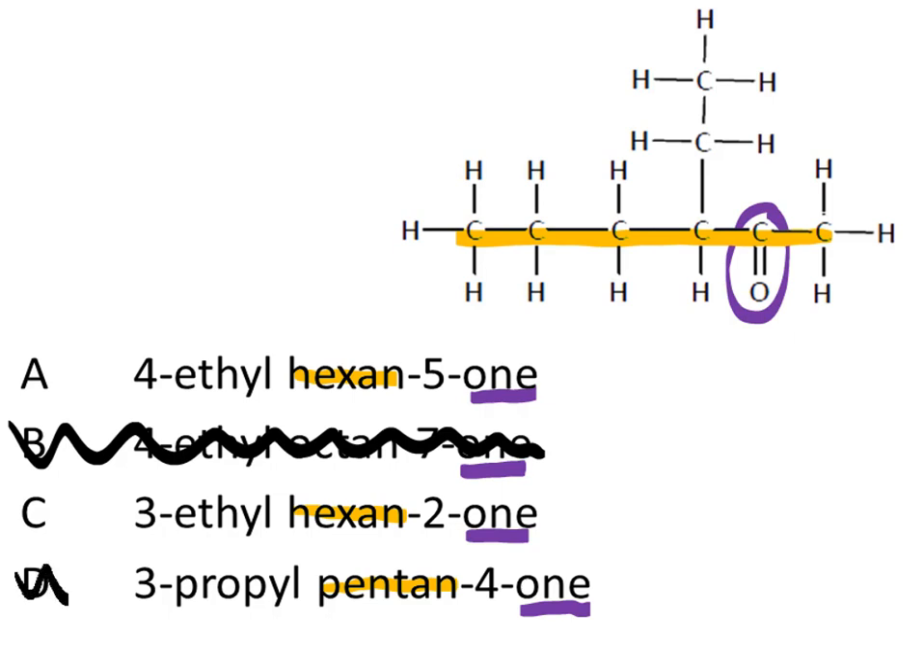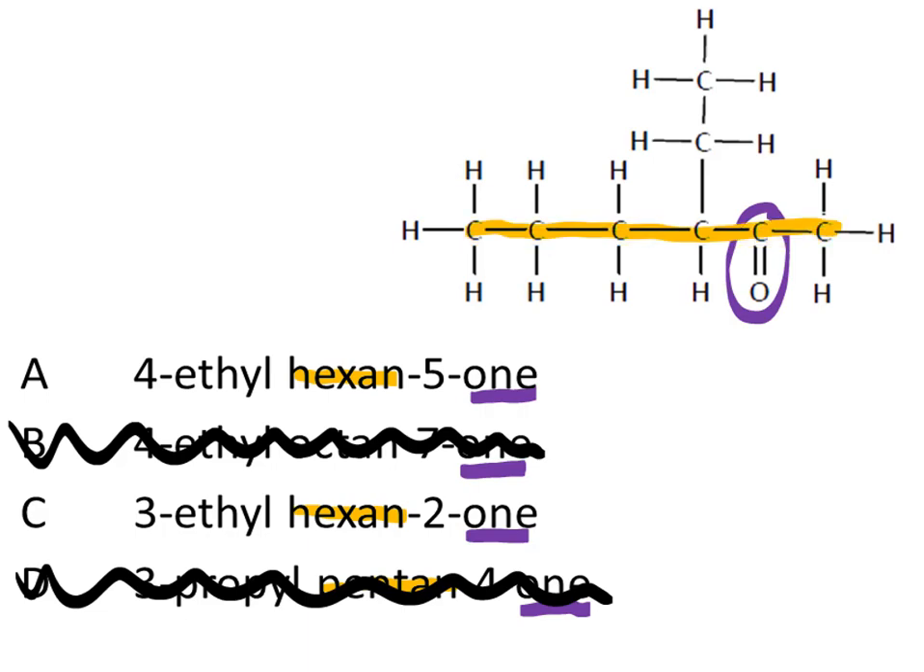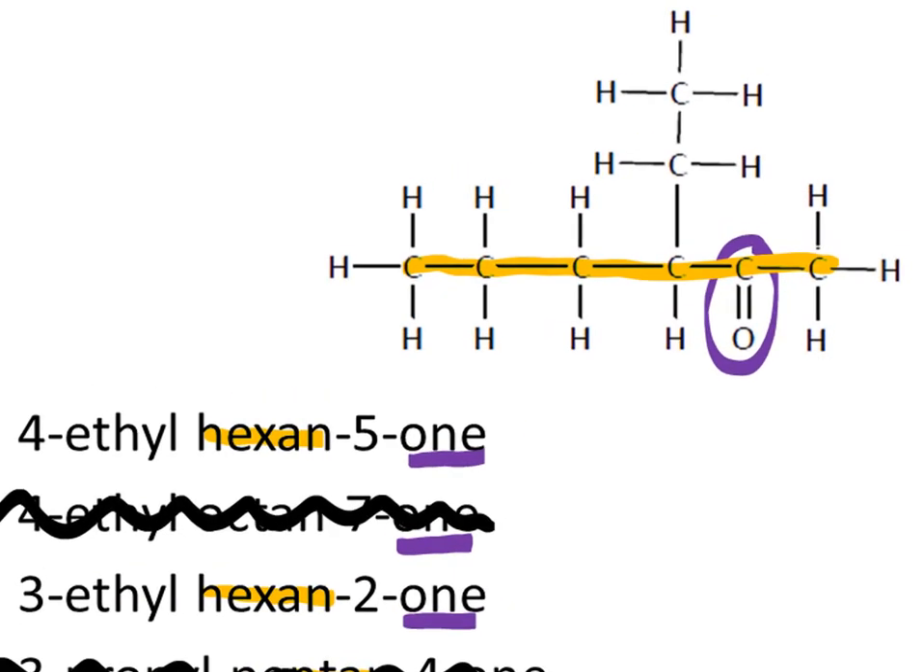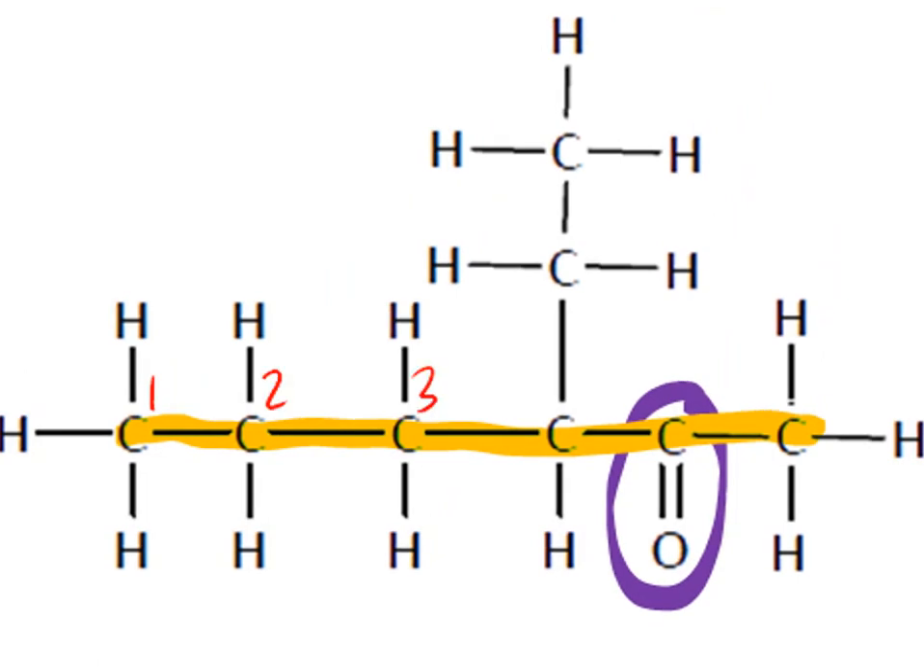So we have also eliminated option D. So which is correct between A and C? The difference between them is the numbering. So let's look at the 2 options. So let's start first of all numbering from the left. 1, 2, 3, 4, 5, 6.